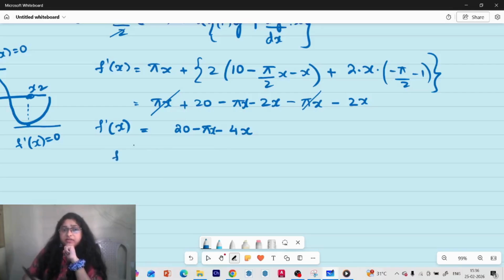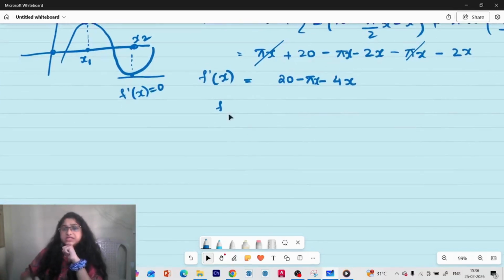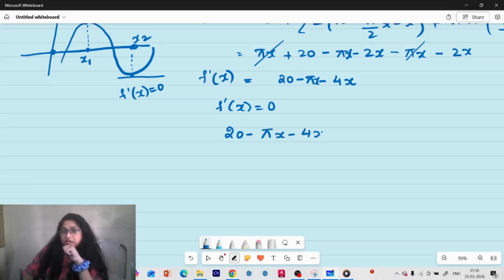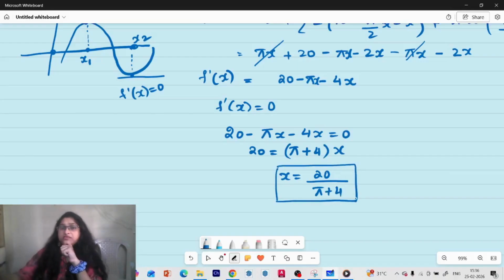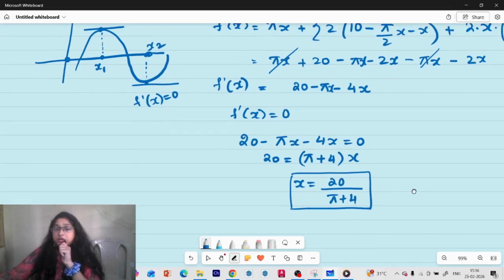At this point, we will equate our f dash x to 0, because that's what we want. We want to find out the points where the slope is equal to 0. Only then you can find your maxima and minima. So we will equate it to 0. We are equating our f dash x value to 0. From here you can see 20 is equal to pi plus 4 into x. Bring the terms to the other side. So you can write x is equal to 20 by pi plus 4. Am I right? So x is equal to 20 by pi plus 4 is a value where f dash x is becoming 0, where the slope is 0.